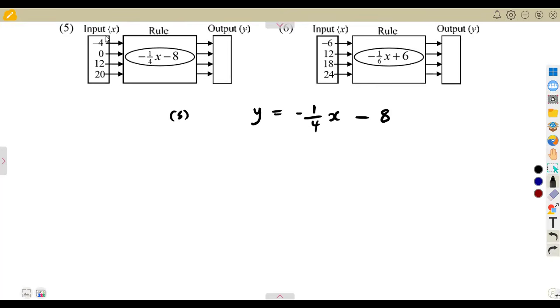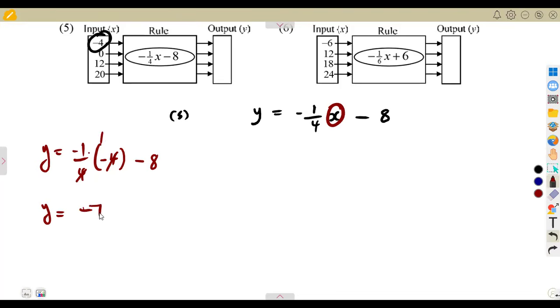First, if x is minus 4, we are simply going to substitute minus 4 in place of x. So y is equal to minus 1 over 4, and x is minus 4, then we've got minus 8. So y is going to be minus 1 over 4 times this. That cancels the 4 and the 4, and minus times minus is a positive 1. 1 minus 8 is minus 7. So that gives us a negative 7.